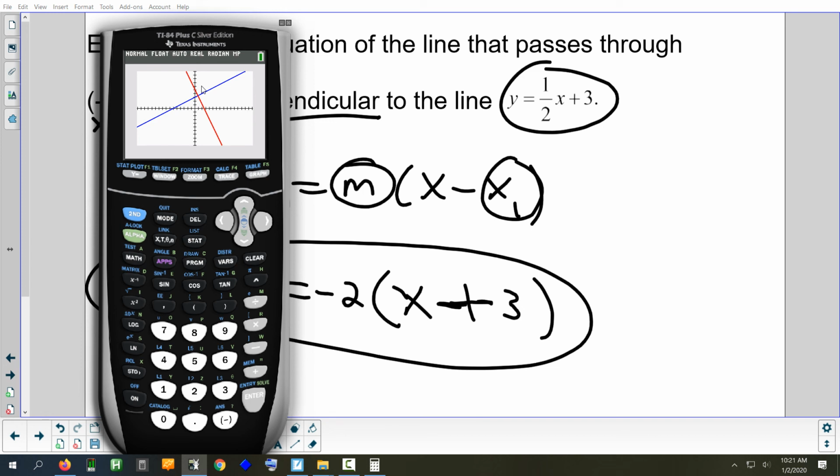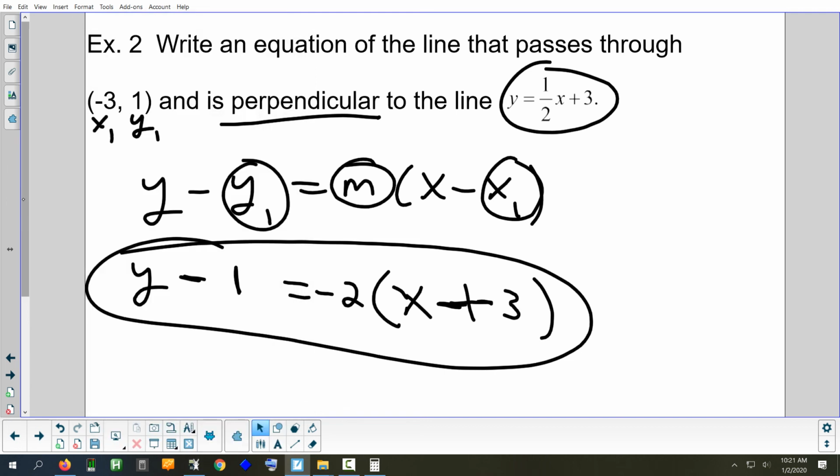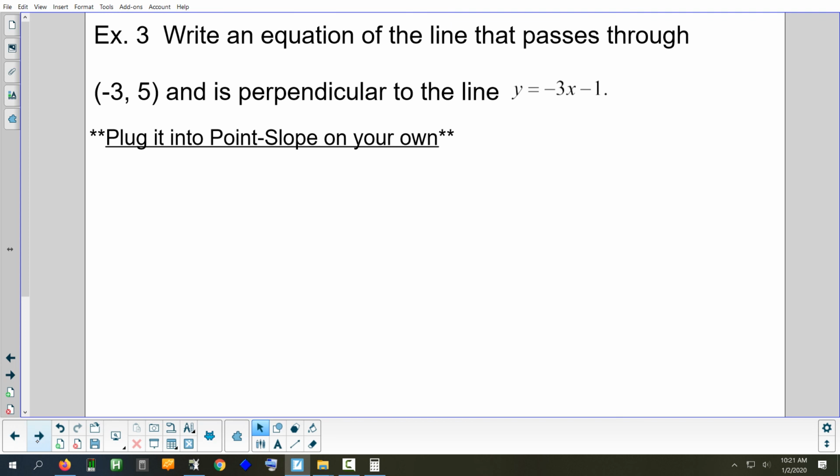Again, you don't have the graphing calculator, so you wouldn't be able to check your answer, and we don't really check our answers like that in Algebra 1. Anyway, I just wanted to show you guys. All right.